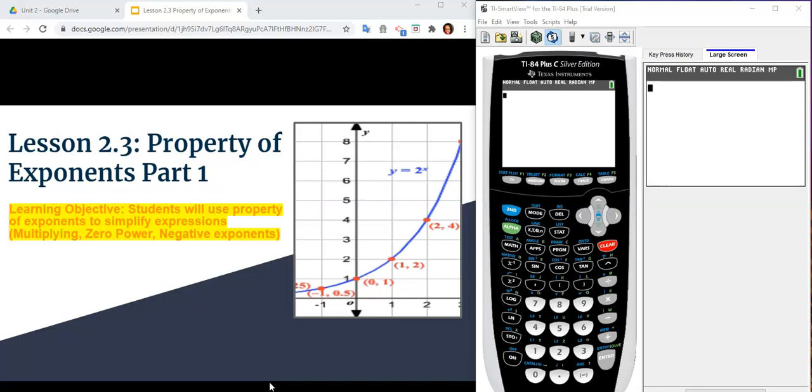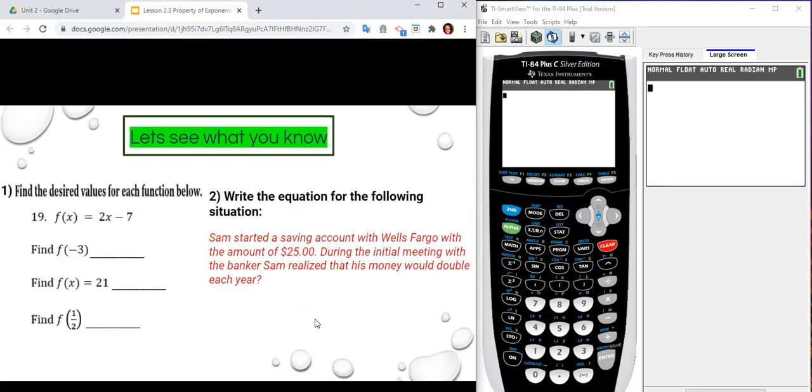So today in part 1, we're going to be looking at multiplying these exponents, and we're going to look at the zero power, and we're also going to look at negative exponents. Okay, let's jump right on in. So first, before we get started, just to warm you guys up, we're going to start with a little warm-up.